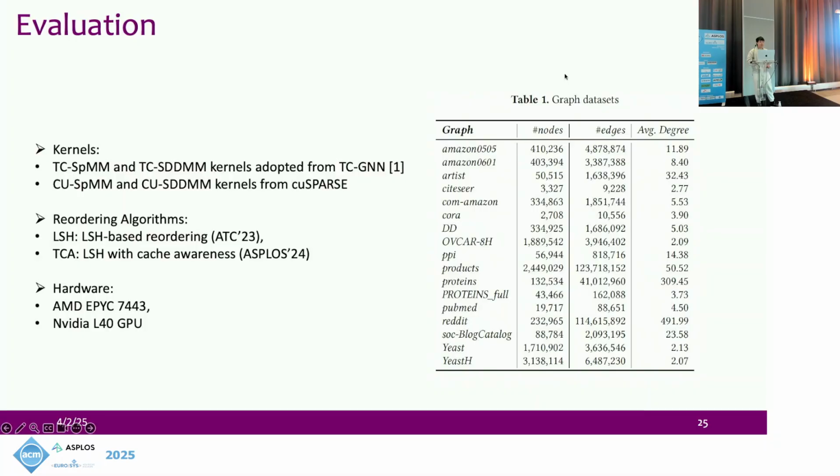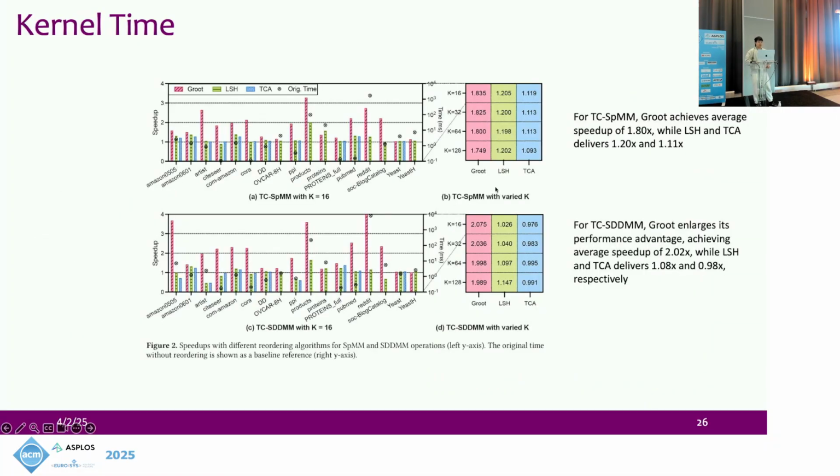We perform the performance evaluation on the tensor cores as well as on the CUDA cores, and we use the LST and the TCM row reorder methods to benchmark. And the tested hardware is AMD CPU and NVIDIA GPUs. So for the tensor cores, Groot achieves an average speedup of 1.8 times, and for the SDDMM on tensor cores, we achieve even higher speedups.